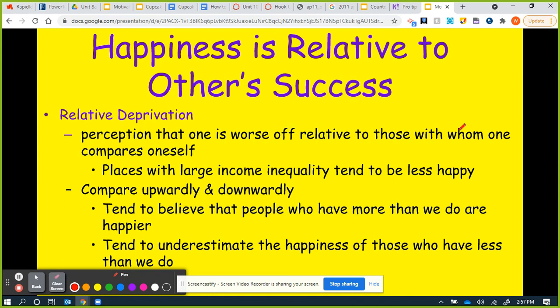Okay, this goes up and down. We tend to believe that people who have more than we do are happier than they actually are. And we also tend to believe that people who have less than we do are less happy than they actually are. So we underestimate the level of happiness for people that have less, and we overestimate the level of happiness for people that have more. We feel deprived relative to who we compare ourselves to. Okay?